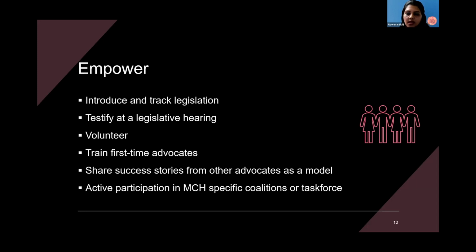So when you talk about coalitions or task force, they are comprised of key stakeholders from a given geographic region, whether it's state or your local community. And these coalitions and task force members would have very specific agenda items and deliverables that you would work on and complete in a given time frame.